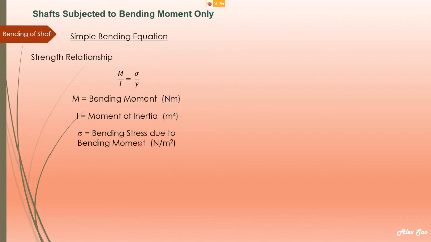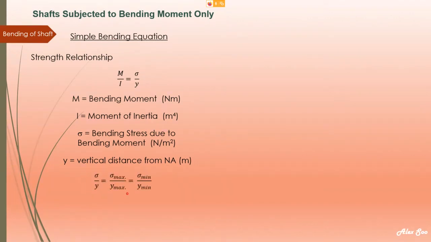Sigma is the bending stress due to bending moment. Earlier we had shear stress for torsion, for twisting moment. Now this is bending stress, for bending moment. Y is the vertical distance that we measure from the neutral axis. Earlier, in the torsion equation, this was R, the radius. So for bending moment, we use the symbol Y. It represents the vertical distance from the neutral axis, which indirectly means the radius.